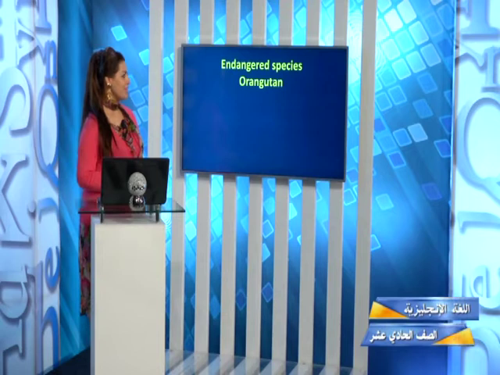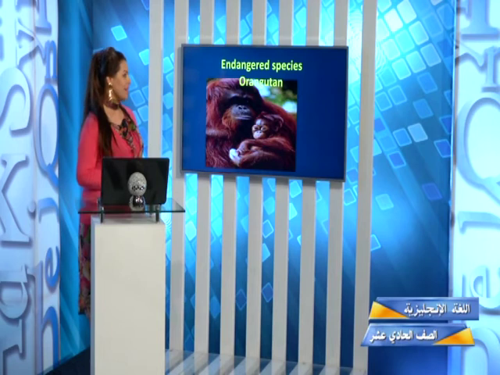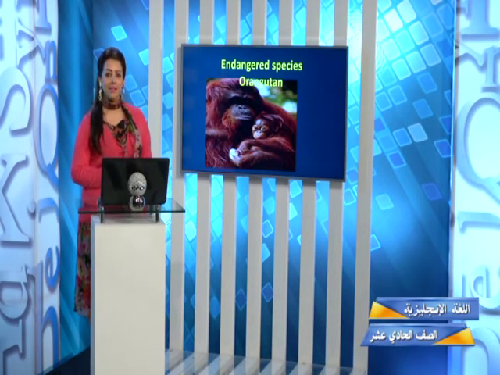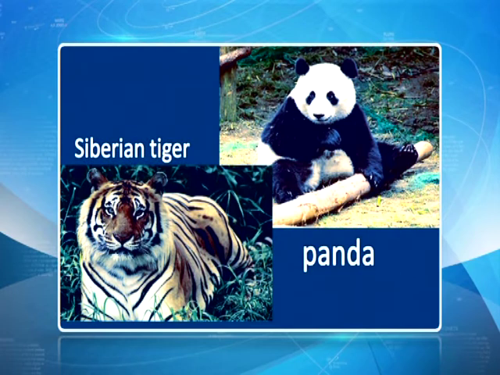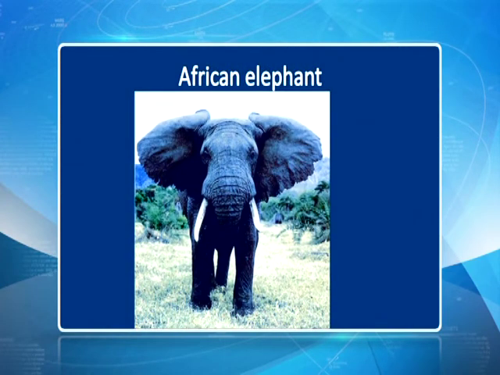Now, my dear students, endangered species orangutan. What is it? This is orangutan, and it is an endangered species. This animal is endangered. What do we have more? We have panda and Siberian tiger. These are the animals which are endangered. Now, what else? African elephant is one of them as well, and it's mentioned in your text, in your workbooks.